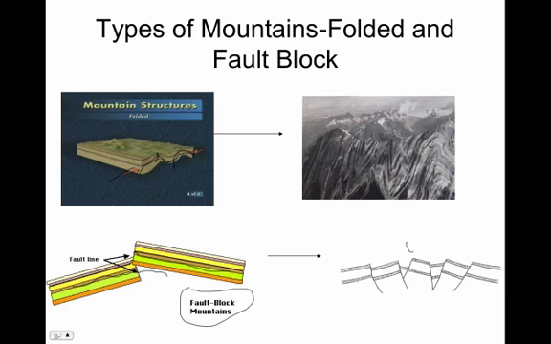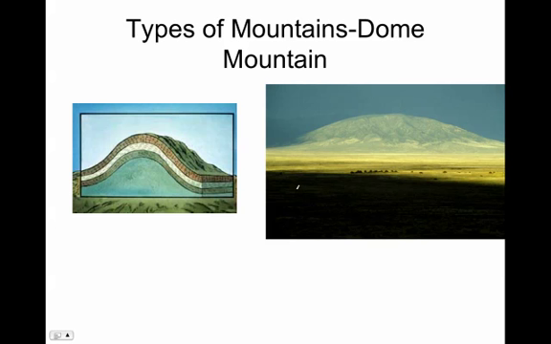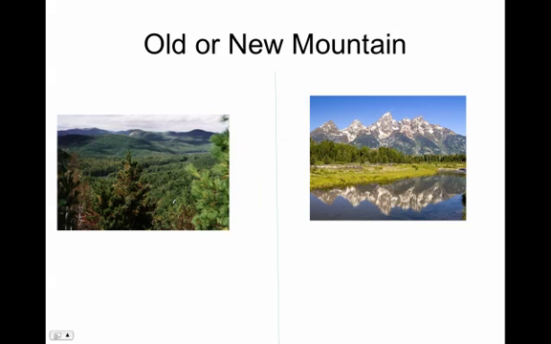But look at these ones. These are folded. Look at how well they're folded up and down to create synclines and anticlines. Here's a domed mountain. So you can see this might be a magma bulge here.